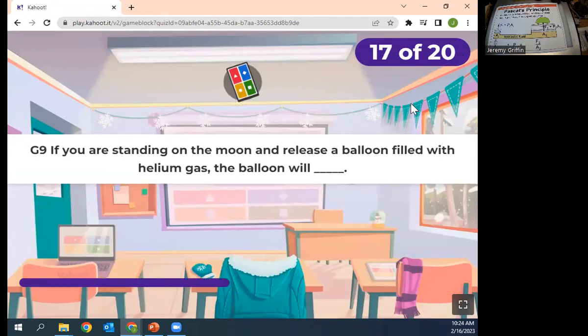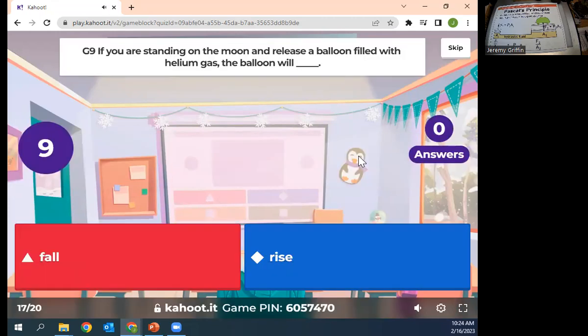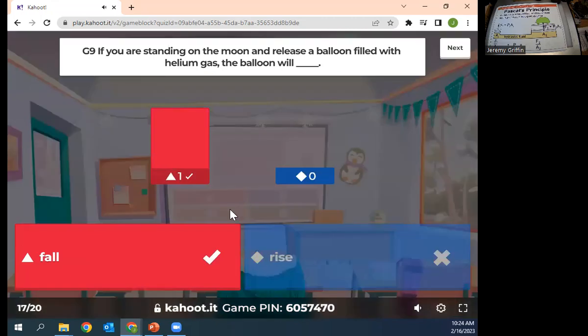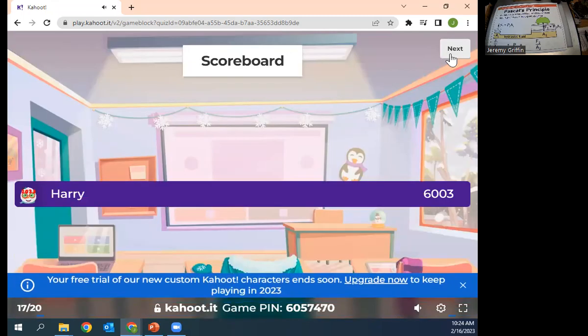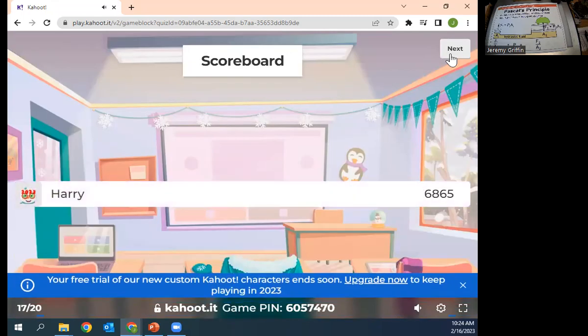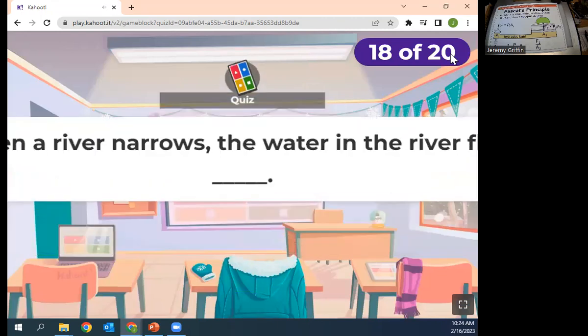Standing on the moon, release a balloon filled with helium gas. Now on Earth, the helium balloon would rise, but on the moon, there's no atmosphere, right? So the helium balloon has to fall because it has a weight, but there's no buoyant force. It only has a weight. That helium balloon's going to fall down to the ground on the moon.